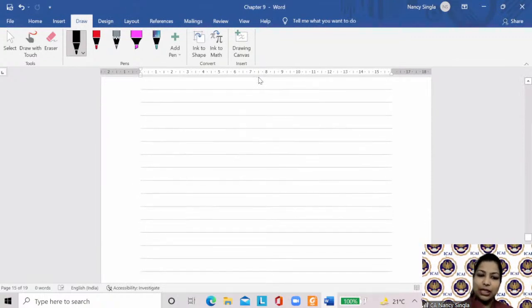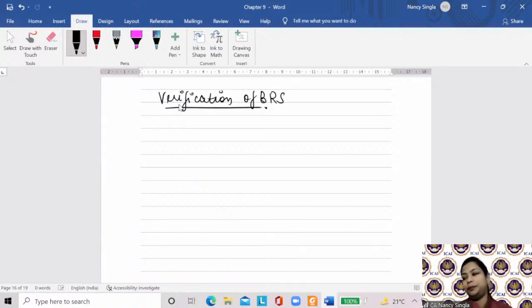Very simple, ठीक है. Now the next topic is with respect to, particularly with respect to verification of BRS, bank reconciliation statement. With respect to verification of BRS, what all the auditor has to do, ठीक है. Now quickly tell me, do you remember how the BRS is prepared? You must have done this in your foundations.